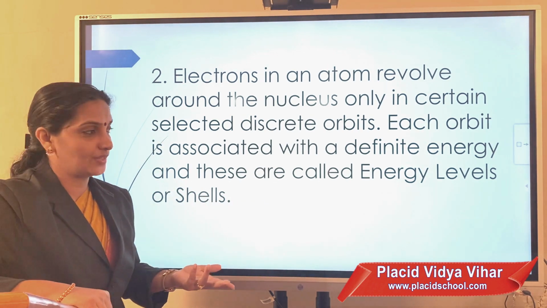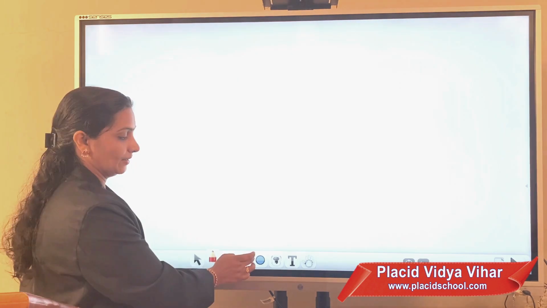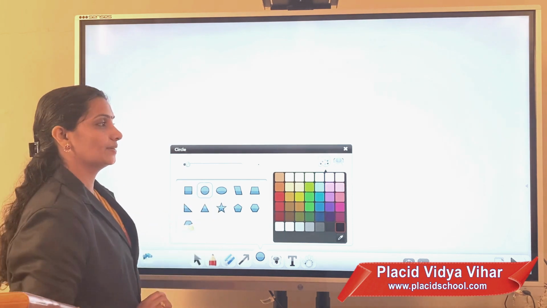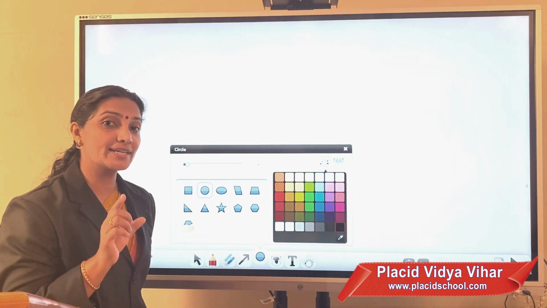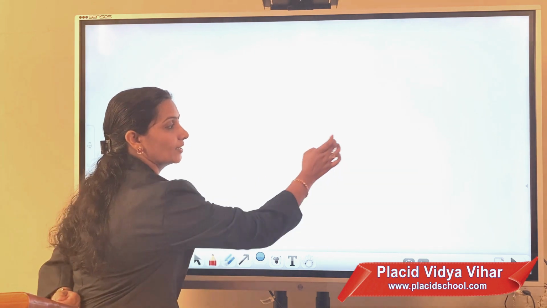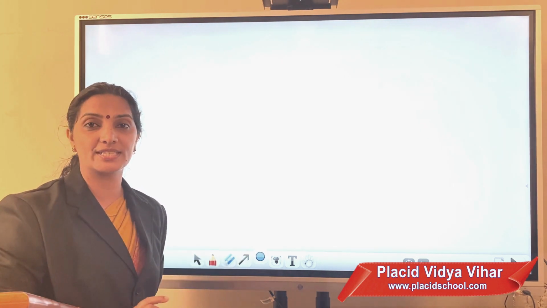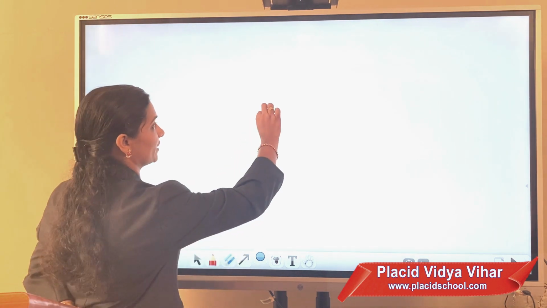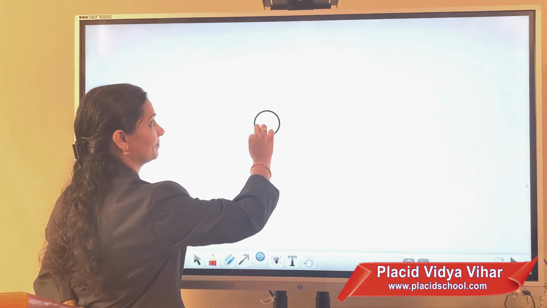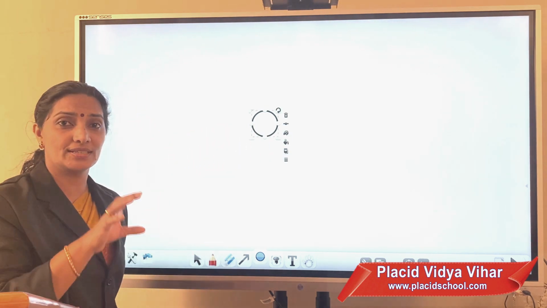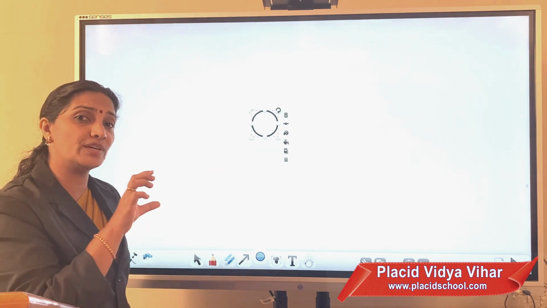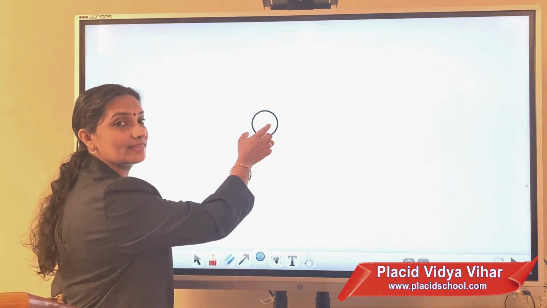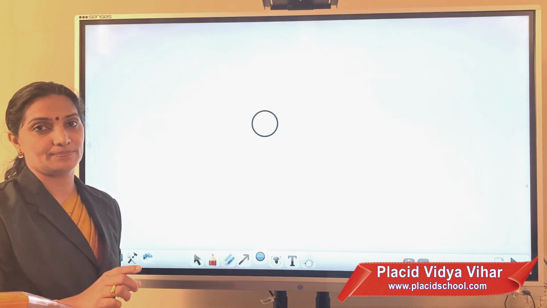Let us try to draw the structure of atom. What was the first point? An atom has a small, heavy and positively charged center called the nucleus. Let's draw the nucleus. It's very heavy, positive and very small as compared to the size of the atom. So, let this be the nucleus of the atom.